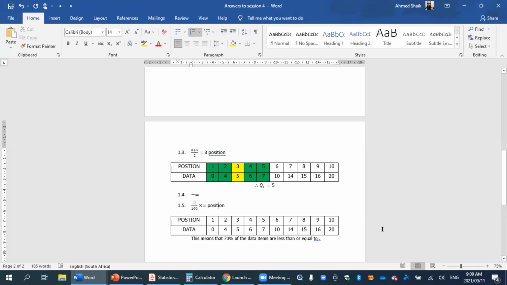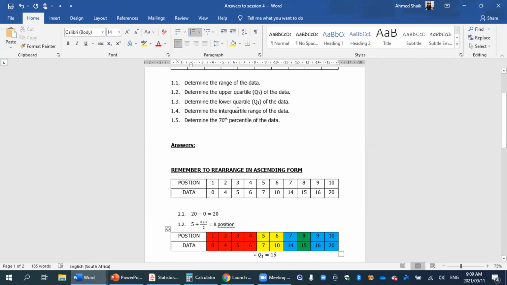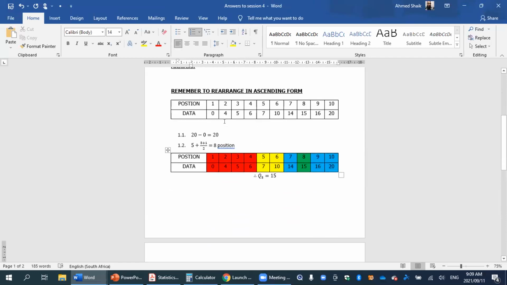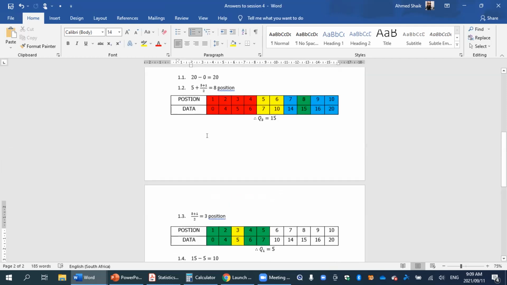Okay, let's look at question 1.4. It says to determine the interquartile range of the data. In order for us to calculate the interquartile range, it is our Q3 value, which is 15, and we subtract our Q1 value, which is 5. 15 minus 5 is 10. Therefore, our interquartile range for this set of data is equal to 10.